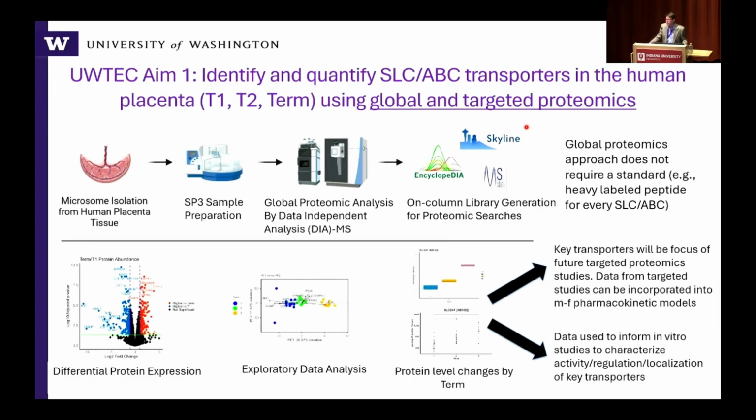So why are we doing DIA proteomics versus targeted proteomics? With targeted proteomics, you'd have a peptide standard for each and every protein that you want to quantify. In the case of the SLC transporters, there are literally hundreds of SLC transporters, and peptides are not cheap. So we're doing the DIA proteomics and looking at relative expression levels.